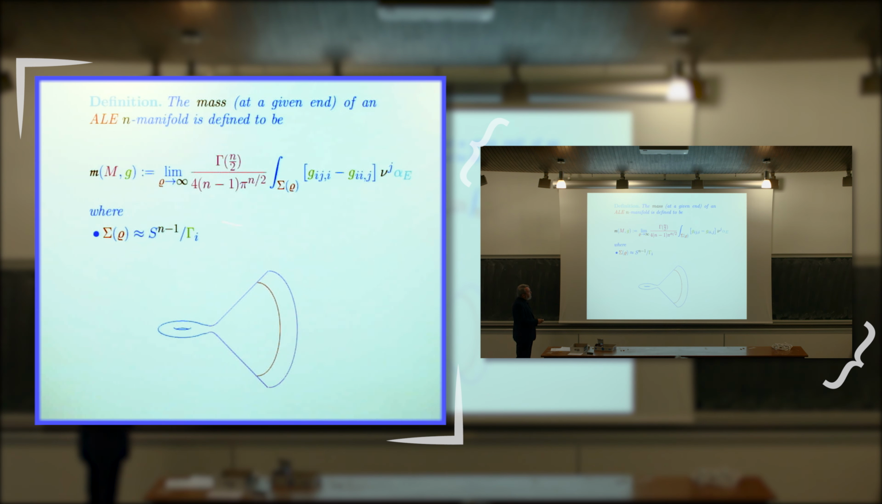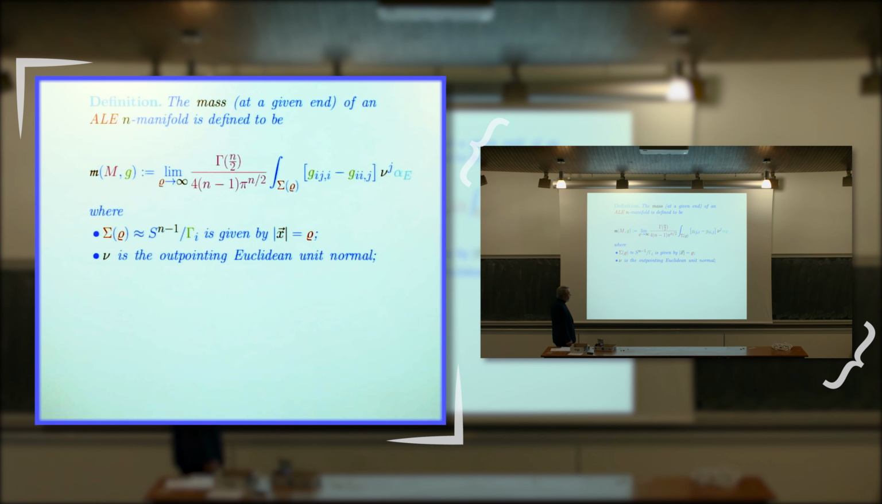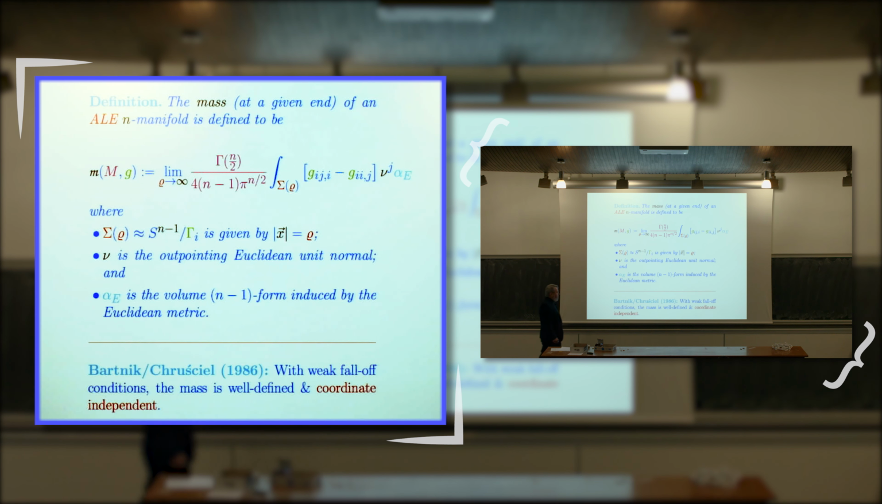All right, so now mass is still meaningful in this context. You take exactly the same definition as before, and the only difference is that by convention I'm going to take the integral to be on the quotient of the sphere rather than on the sphere itself. If you wanted to insist on passing to the universal cover of the end, that would introduce an extra factor, but it turns out to be better to do it this way. And you have the same issues as before. Is this well defined? Is it coordinate independent?